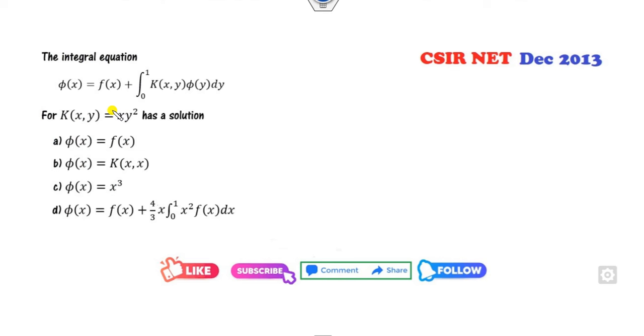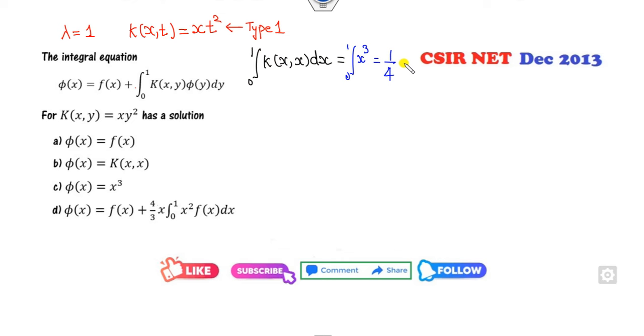Okay, look at this another one. Clearly lambda is 1. Fine, kernel K(x, t) I can write in terms of x and t. It is x t square. Clearly this is type 1. So once you know it's type 1, you can find the value of K(x, x). So what is the integration of K(x, x)? It is x cube. Integration of x cube is 1 over 4, which is not equal to 1 over lambda.